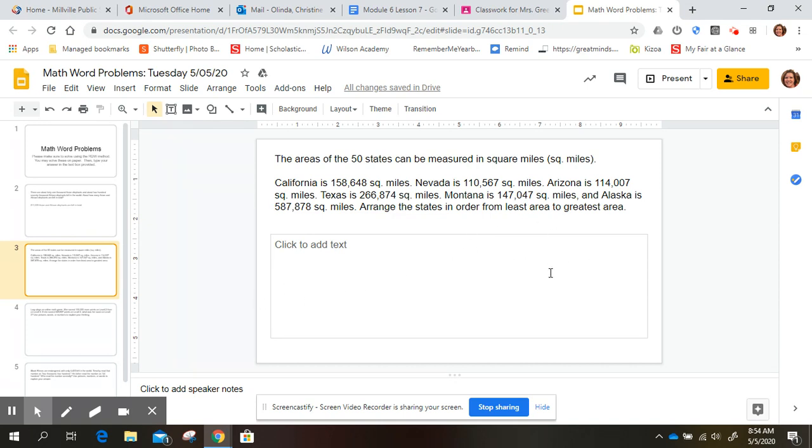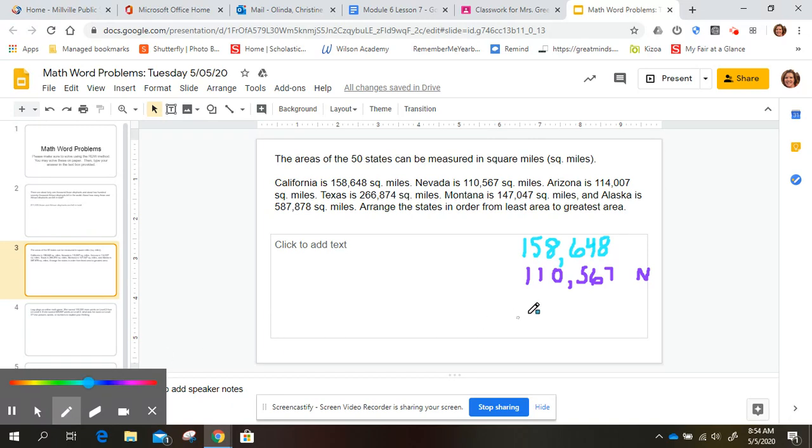And the one way that I think is the easiest to do is to write these numbers vertically, and then we look at the place value for each. So I'll start with California, which had 158,648. And then the next one was Nevada, 110,567. And I think I'll put an N next to here for Nevada, and I will put a C next to this one for California.